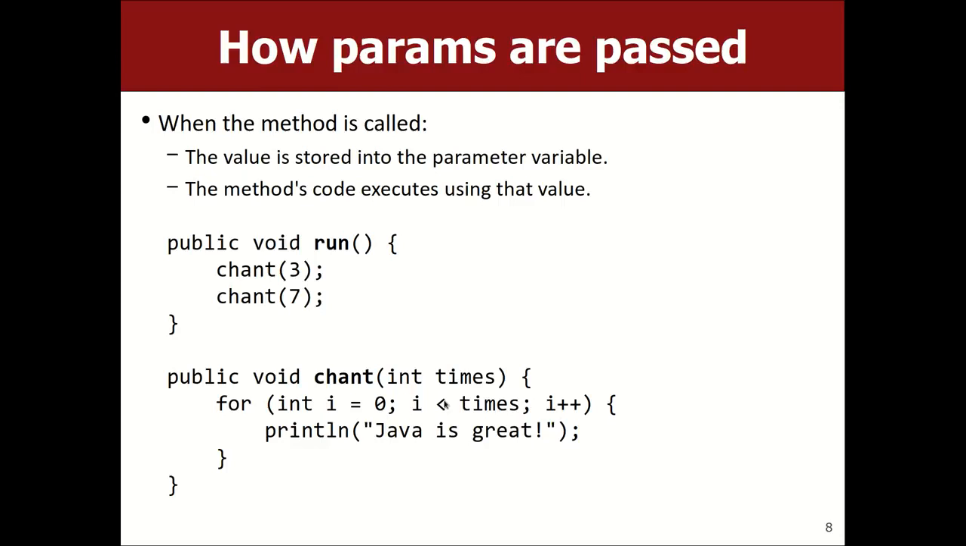When you say chant three, Java jumps down here to the chant method. It takes that three and stores it into a little piece of memory. A variable is a little piece of memory. Then it executes this code with that stored in there, so it loops three times. When the method's done, it goes back to run and goes on to the next one. So now we have seven. The seven goes over here and is stored in that piece of memory, and it runs the code again. So these values get passed along.